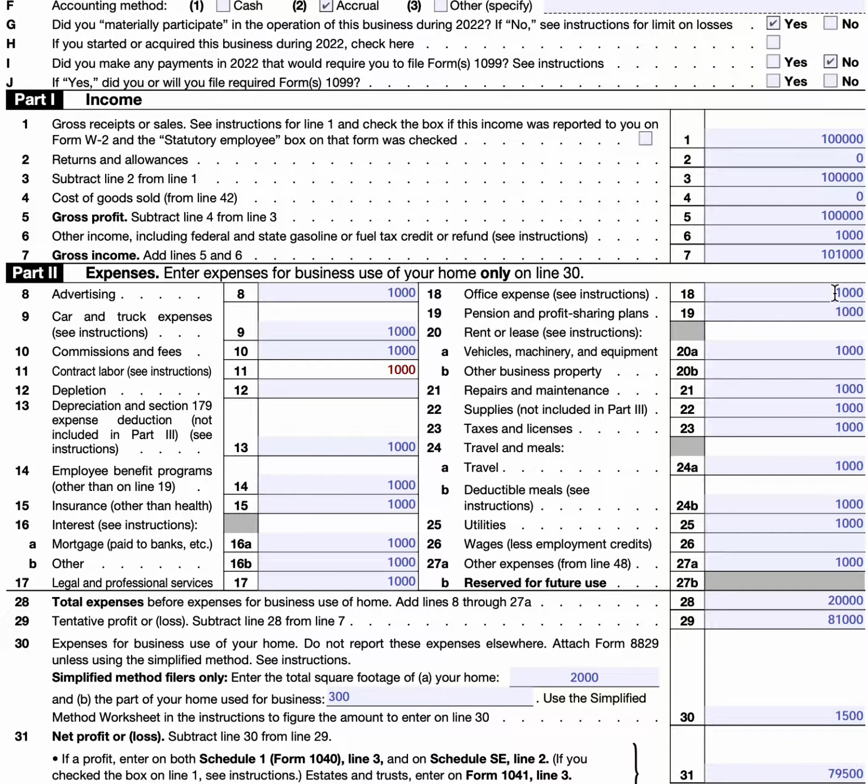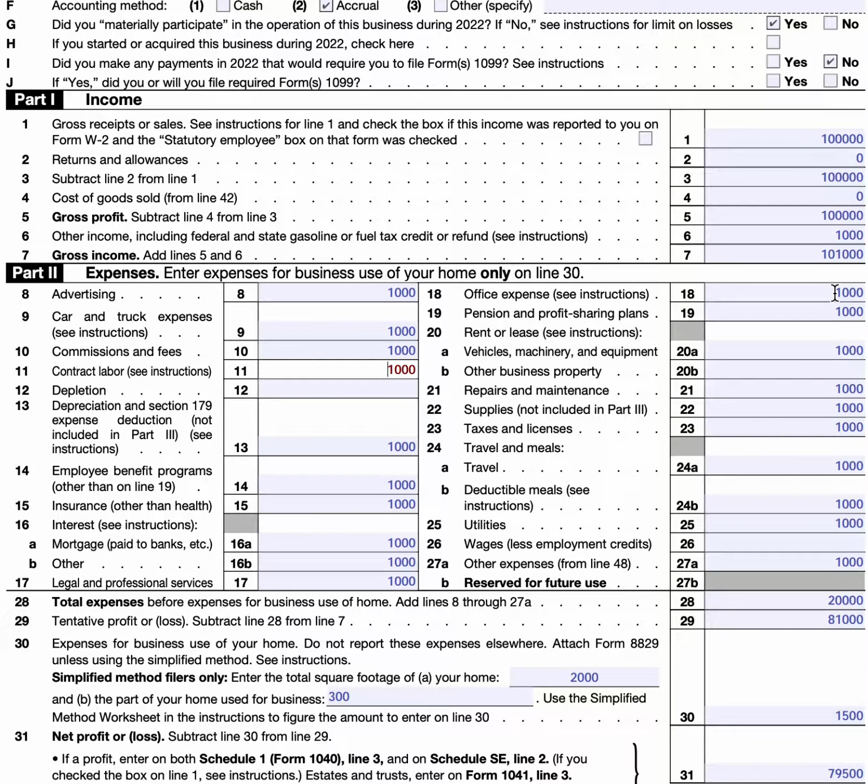So in line 20, A and B, we're going to include the cost of rental or leasing either vehicles, machinery, and equipment. So if John Doe leased a car and spent $1,000 on it, then you would enter that on 20A. If you had other lease or rental costs, like office space, or if you rented other personal property that wasn't included in 20A, then you would put that in line 20B.